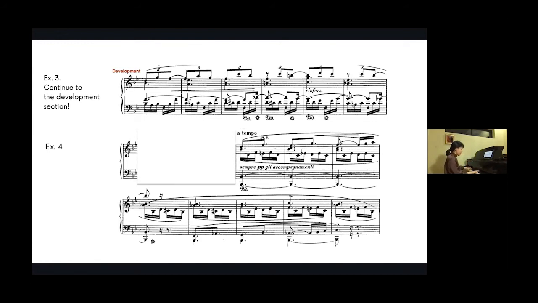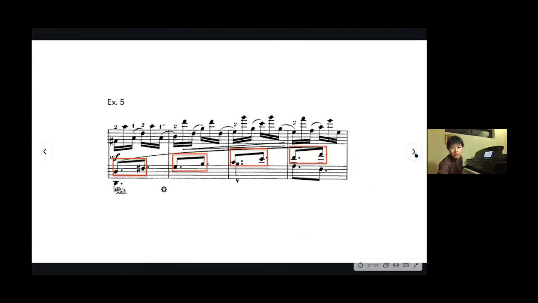Then we have example 4. Now in B flat, it's still B flat now. And then transform. Okay, so I'll stop right there. That's the transformation, and let's see.